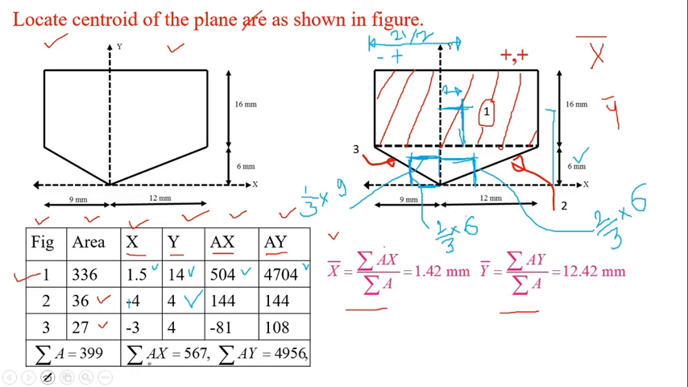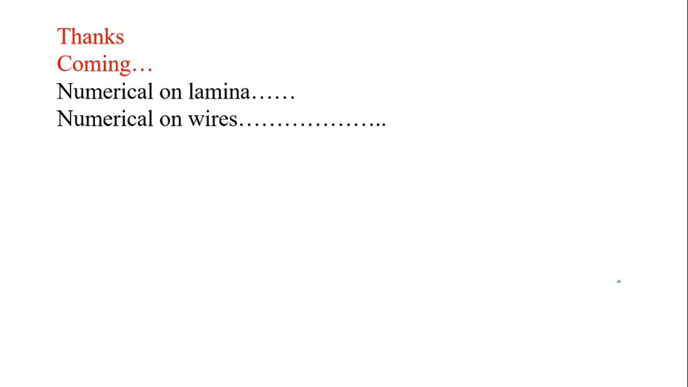So, here in this table I have written it as 4, and now calculate Ax and Ay, and then calculate summation Ax, summation Ay, and using the equations x bar is equal to summation Ax upon A, y bar is equal to summation Ay upon A, calculate x bar and y bar, and this is the position of the centroid. So, in this way the centroid of a composite figure can be determined.